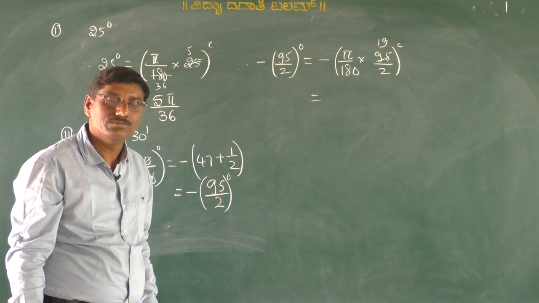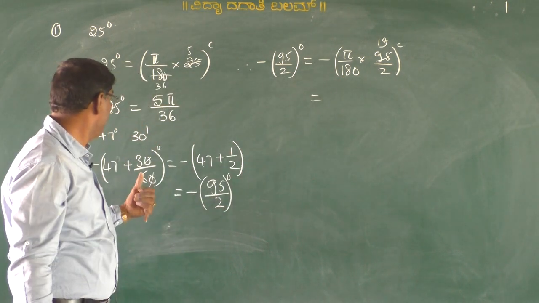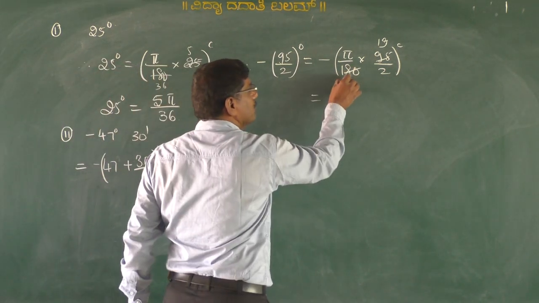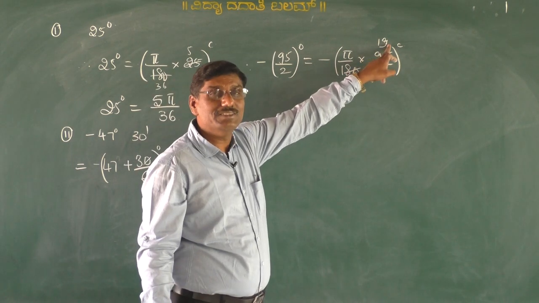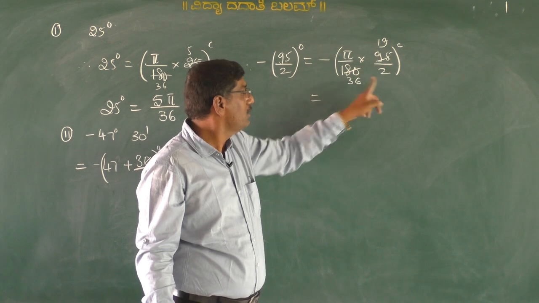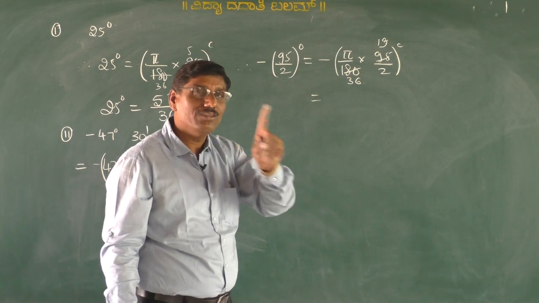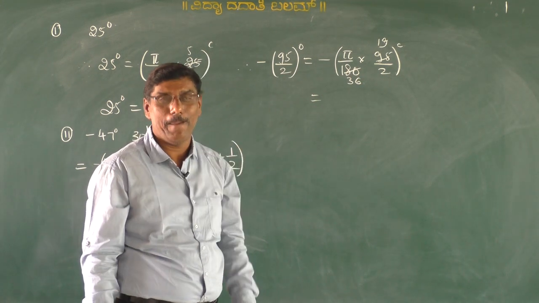95. Already we simplified this one in the last case. I think how much? 36. Now the last digit 9 is there, isn't it? The last 2 is there. How, sir? 6 twos are 12. The last digit 2 is there, which is not possible to divide.